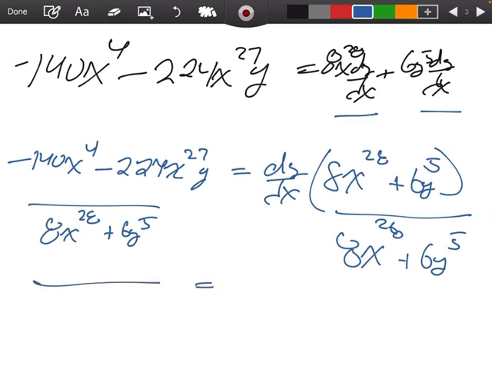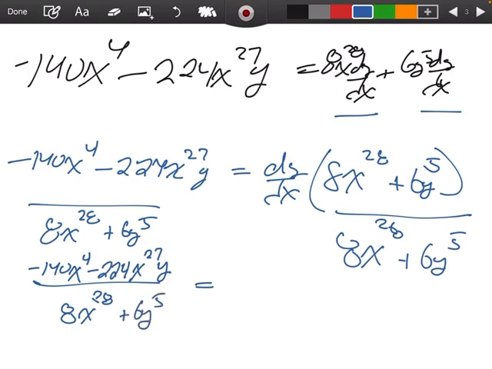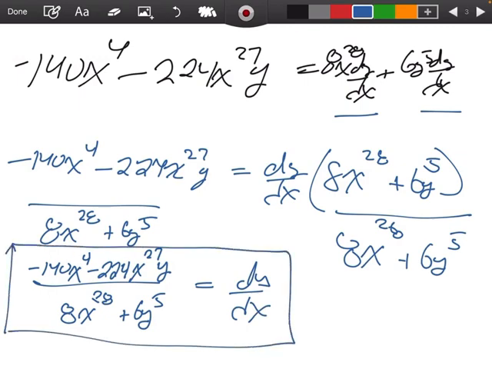So we have a negative 140x to the fourth minus 224x to the 27th y, all over 8x to the 28th plus 6y to the fifth, equals dy/dx. Okay, and let's see.